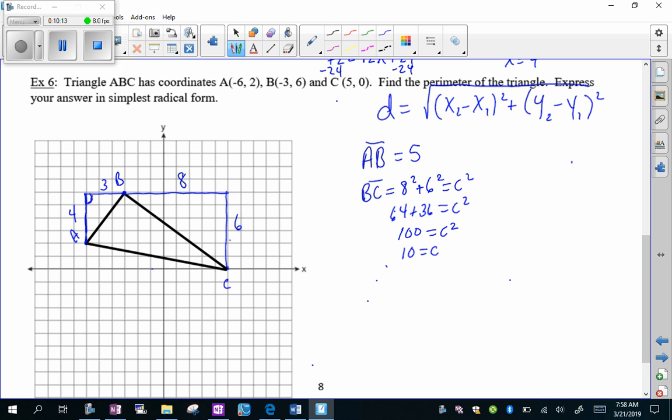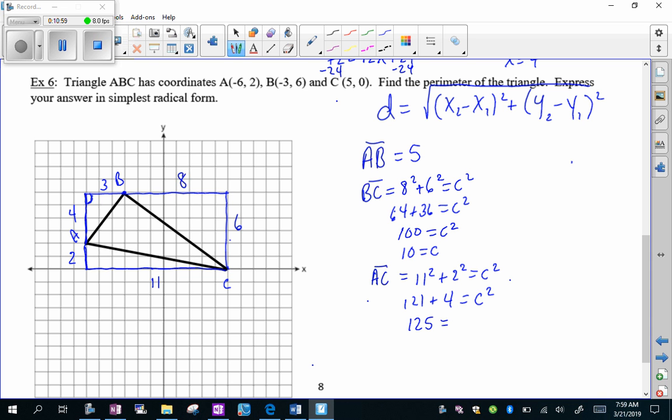Okay, last one, AC. Let me create my right triangle. That's going to be 11. And then up to A is going to be 2. So I'm going to set up 11 squared plus 2 squared equals c squared. So I'm going to have 121 plus 4 equals c squared. When I add those two together, I'm going to get 125 equals c squared.